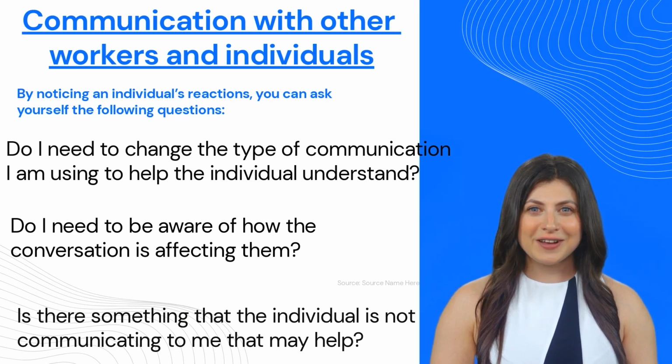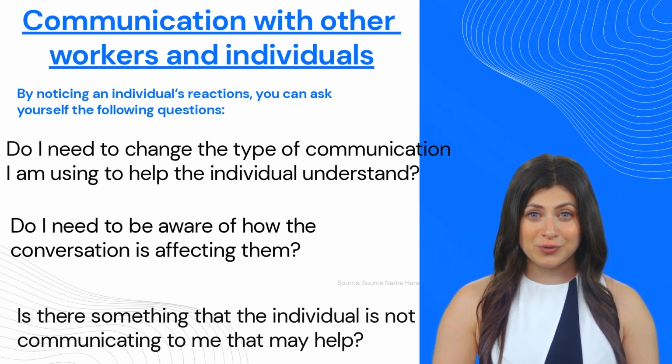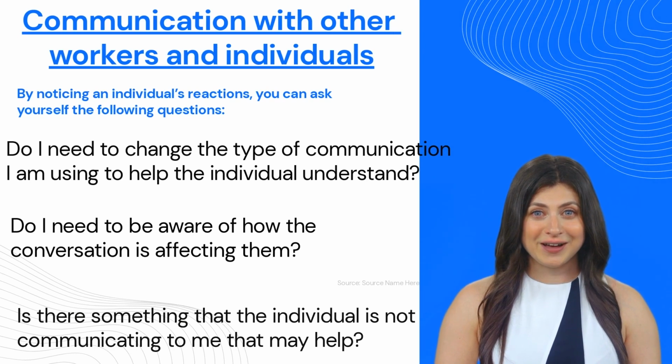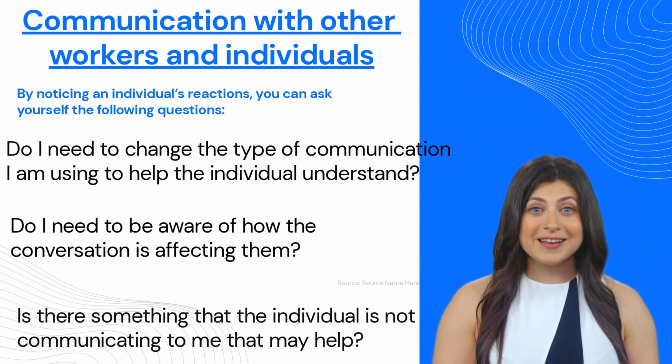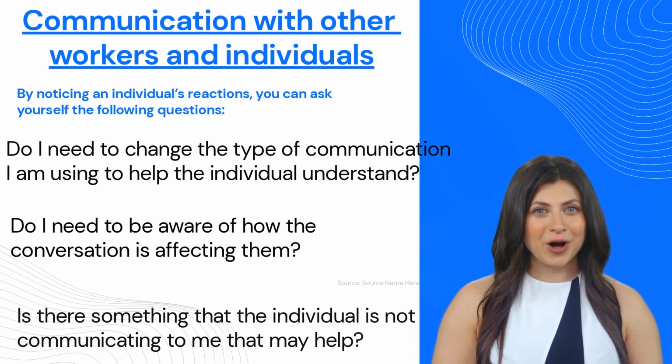As an observant worker, you will be able to notice when an individual is becoming confused, angry, upset, stressed, or anxious without them telling you. You can then take action to help stop this from happening or help them express their feelings in the best way for them.